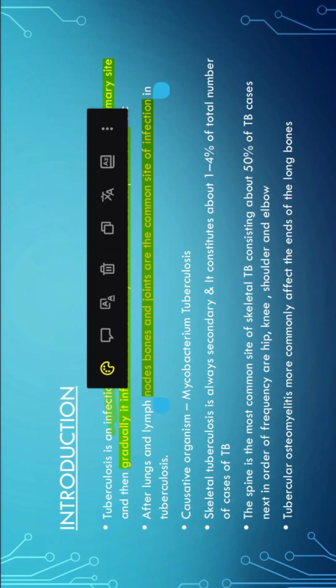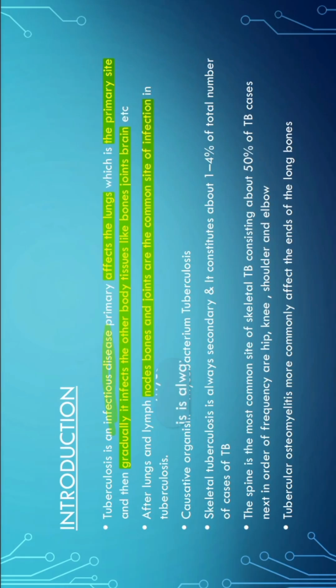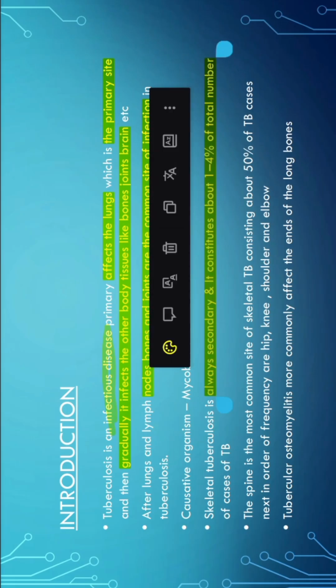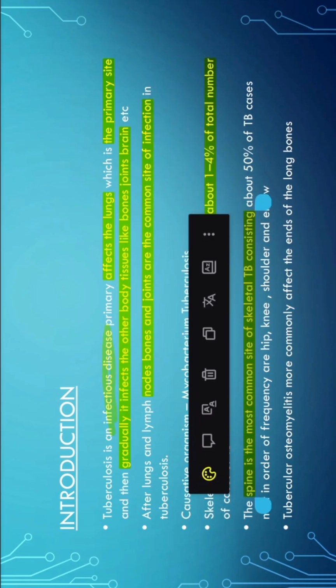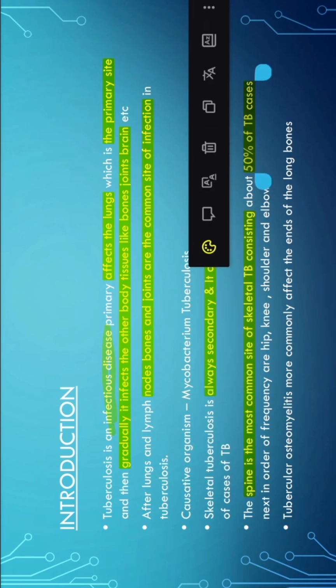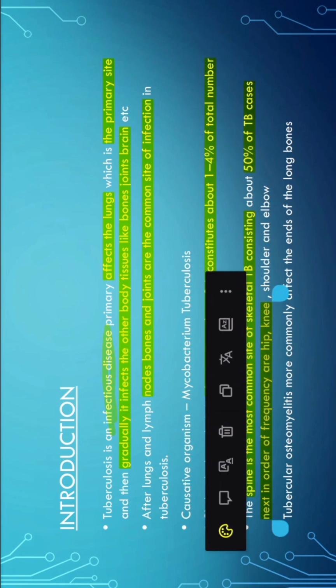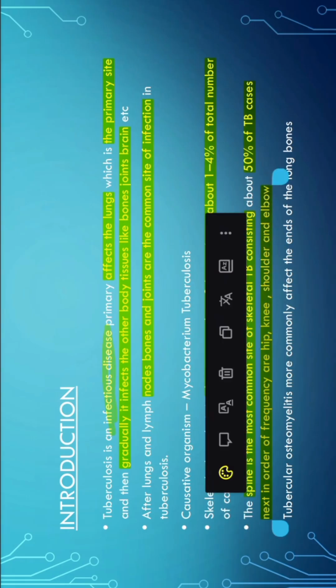Causative organism, Mycobacterium tuberculosis. Skeletal tuberculosis is always secondary and it constitutes about 1 to 4% of the total number of cases of TB. The spine is the most common site of skeletal TB and it's known as Pott's spine. About 50% of cases, next in order of frequency are hip, knee, shoulder and elbow.